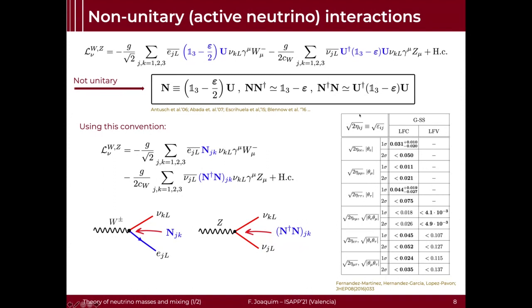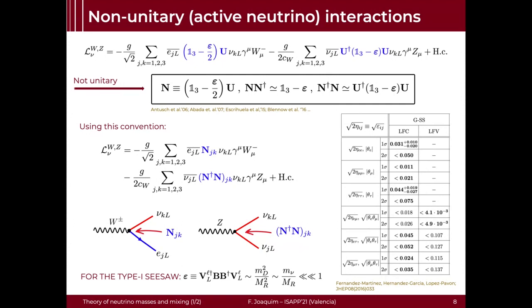So you see that this is the square root of epsilon. For instance, for the eμ entry, so for the interaction where you have an electron and a muon, this is smaller than around 4 × 10⁻³. So this is the square root of epsilon, so epsilon will be around 10⁻⁵. You see that some of the entries of these non-unitary matrices are pretty much constrained.